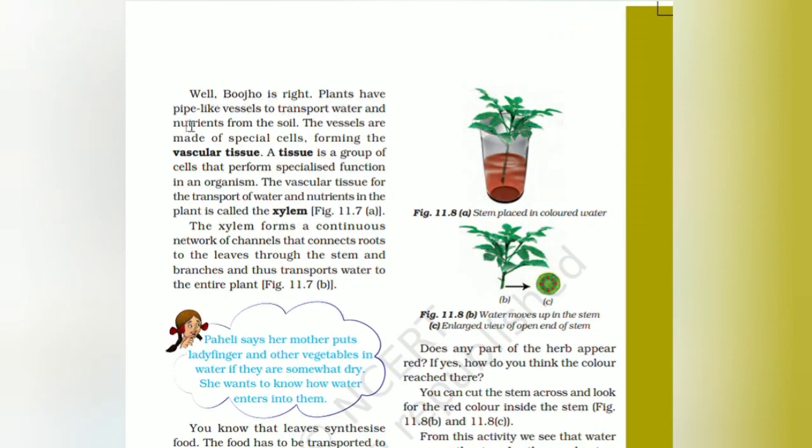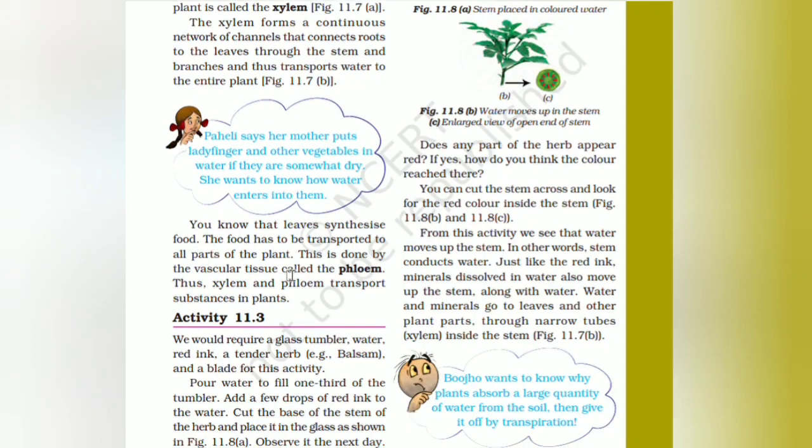Bojo is right. Plants have pipe-like vessels to transport water and nutrients from the soil. The vessels are made up of special cells forming the vascular tissue. A tissue is a group of cells that perform a specialized function in an organism. The vascular tissue for the transport of water and nutrients in the plant is called what? Xylem. The xylem forms a continuous network of channels that connect roots to the leaves through the stem and branches and thus transports water to the entire plant.